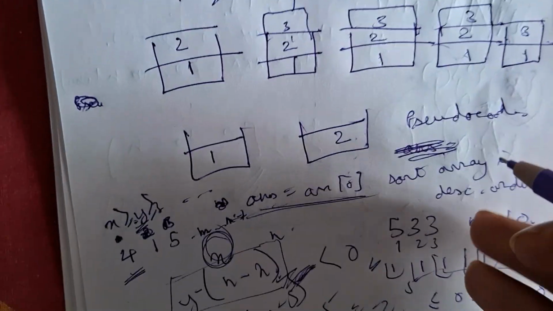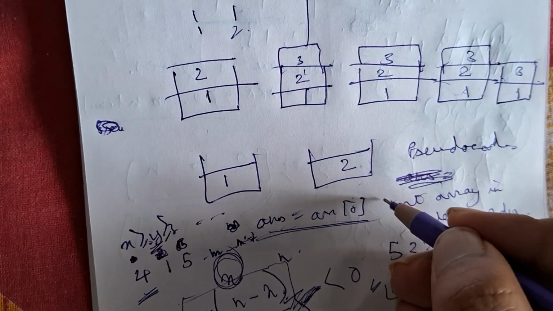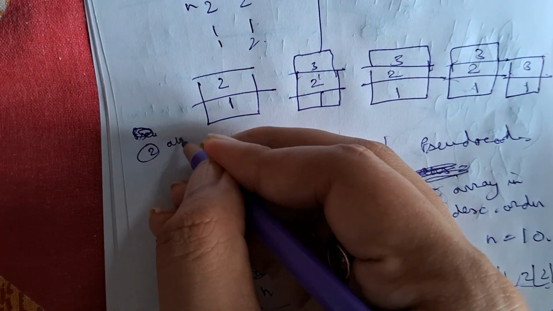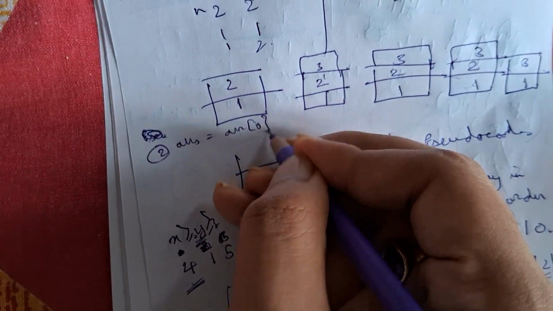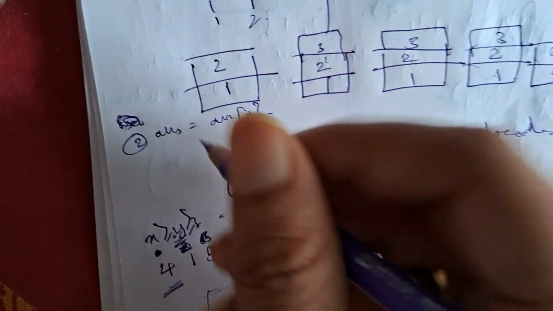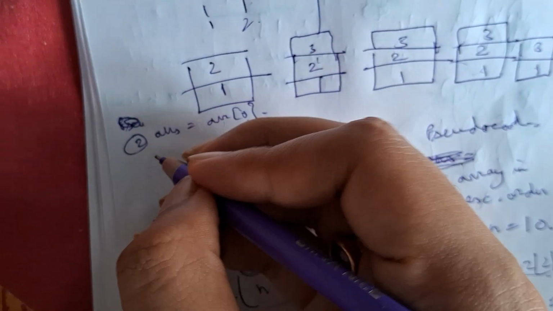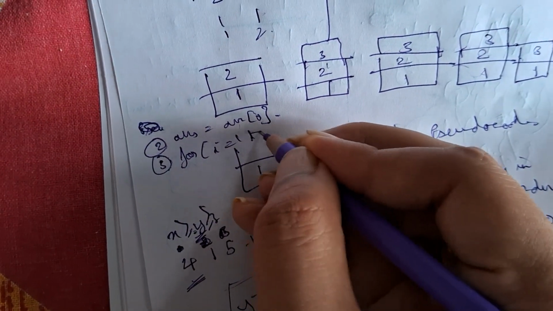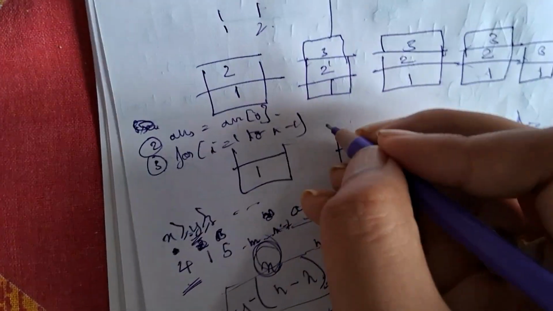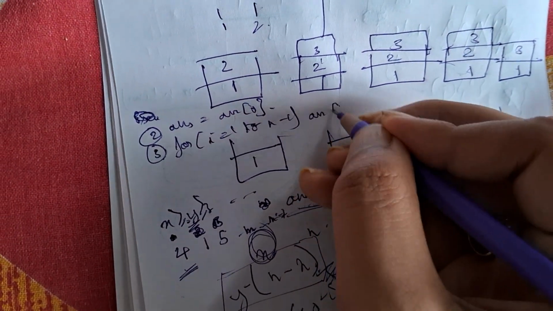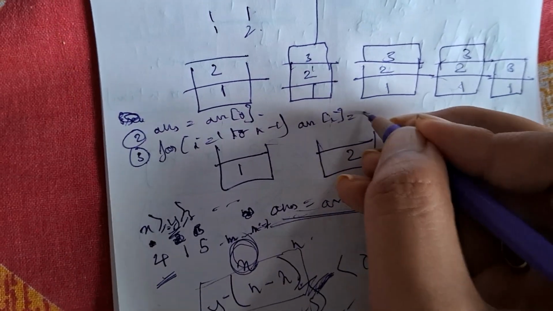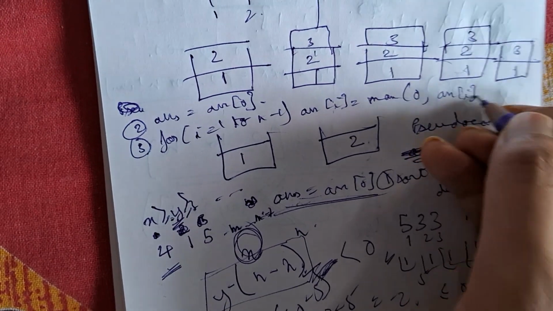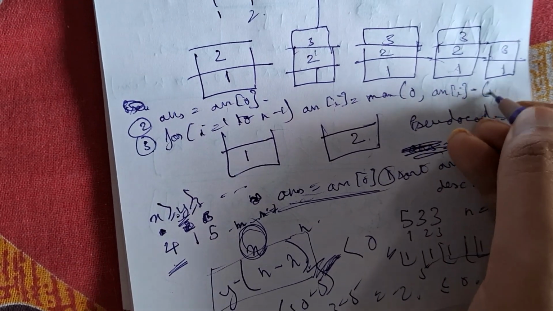Sorry, I was about to give you the pseudocode. First of all, the first step will be to sort the array in descending order, and the second will be answer is equal to ARR of 0. I think I mentioned it here, I forgot to, so I am rewriting it. Answer is equal to ARR of 0, and the third step is going to be run a loop from 1 to N minus 1 and make ARR of I the maximum of 0 comma ARR of I minus (N minus answer).